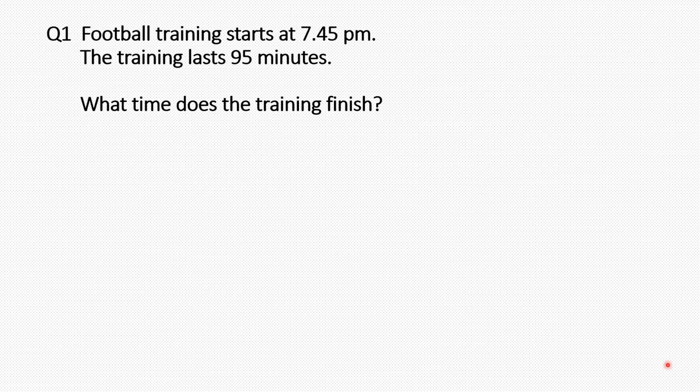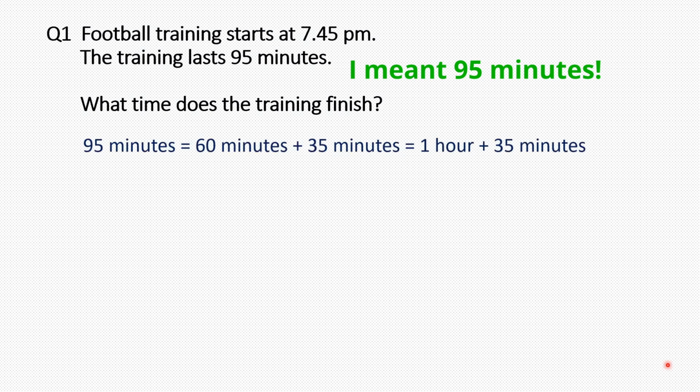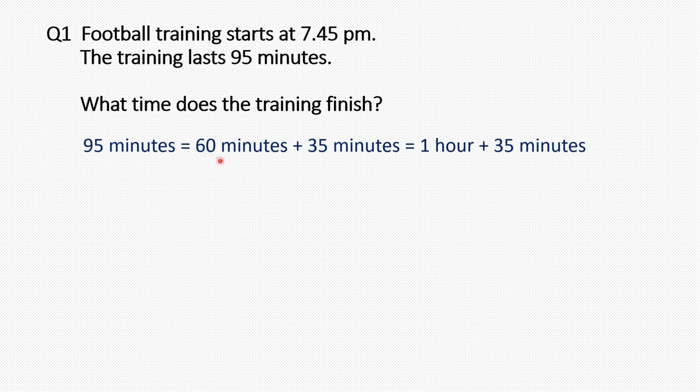Question 1. Football training starts at 7:45 p.m. The training lasts 95 minutes. What time does the training finish? To make the calculation easier, we can convert our 95 minutes to hours and minutes. Obviously, 95 equals 60 plus 35. So 60 minutes give us the 1 hour, and then we still have the additional 35 minutes after.